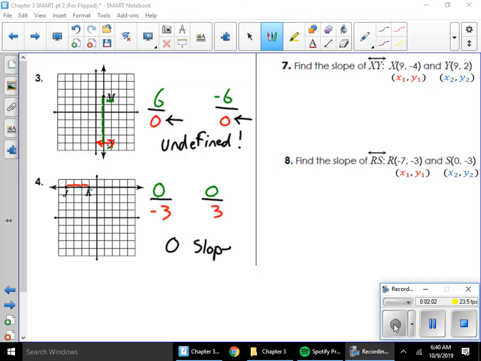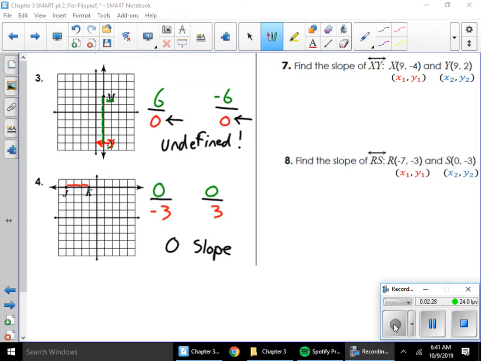So when we say 0 versus undefined, the reason that we can have a 0 or an undefined slope comes back to division. What does it mean to divide? I'm not allowed to divide by 0, so when there's no run, the slope is undefined. Likewise, I can take the number 0 and divide it by some other number. So 0 divided by 3 is just 0. That gives us a 0 slope.